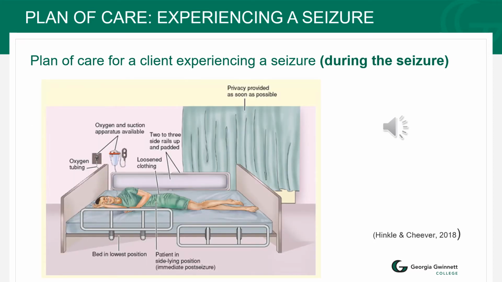For us visual learners, this is a great picture showing the plan of care for a client experiencing a seizure. As I spoke about in the previous slide, you want to have their side rails padded and up. You want to have oxygen and suction apparatus available. You want to put them in the lowest position. So lower the bed all the way down as low as it'll go. Make sure the side rails are up and padded.